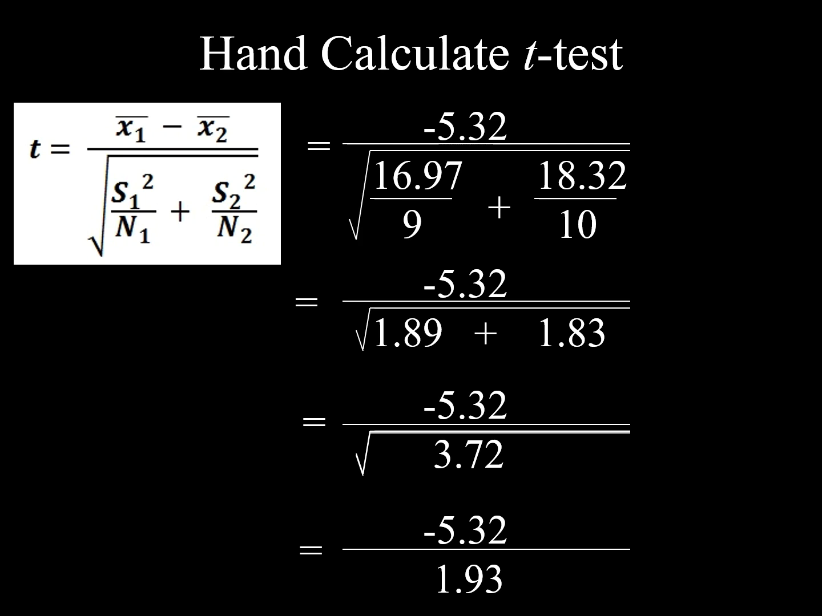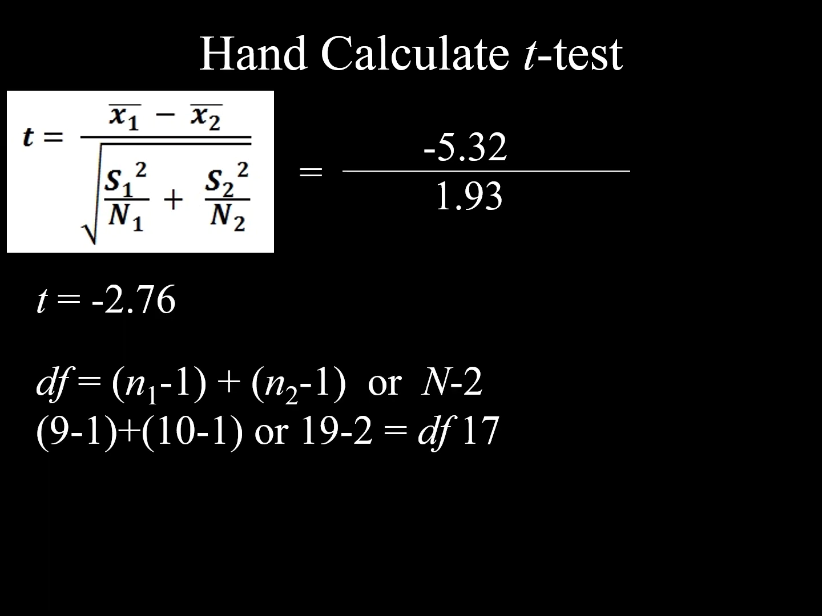So our t is now negative 5.32 on the top, the difference between the two groups, divided by the total variance, which is represented by 1.93. If we take that, we find that our t is negative 2.76. Remember, the positive or negative sign of t simply reflects how we coded the groups. If we wanted to make this a positive number, we just flip group 1 and group 2. Our degrees of freedom is n minus 2, the equivalent of the first group minus 1 plus the second group minus 1. So we have 19 total people, 9 in the first group, 10 in the second group. So 19 minus 2 means a degrees of freedom of 17.